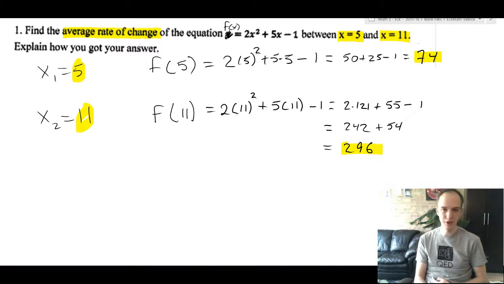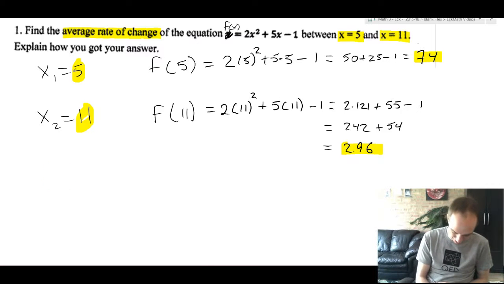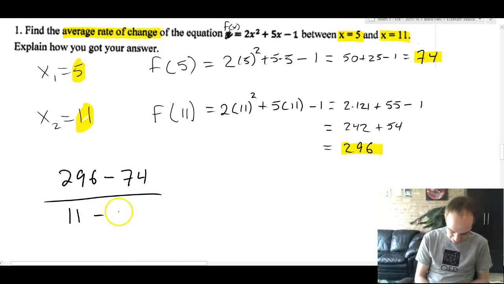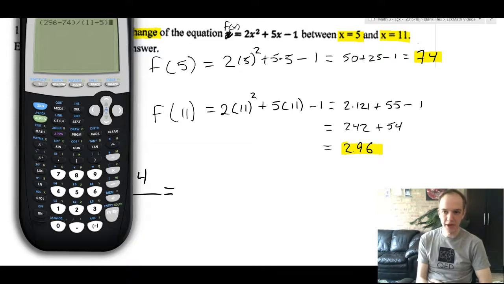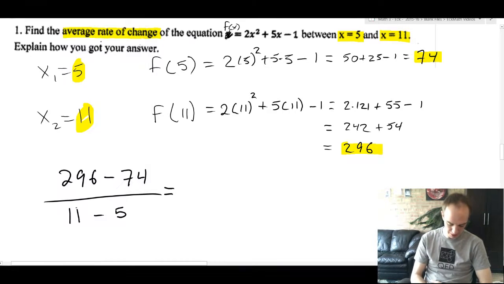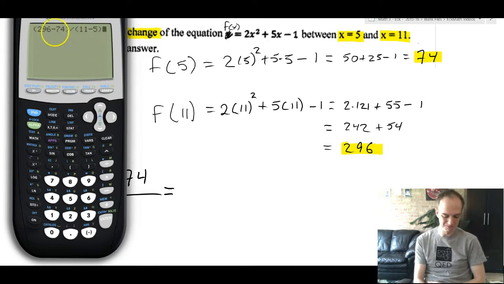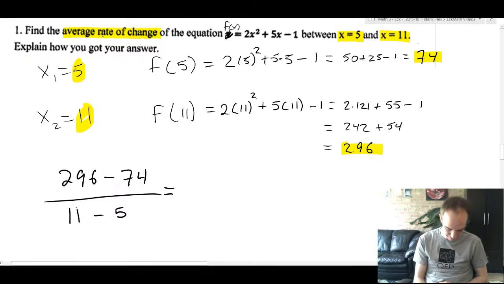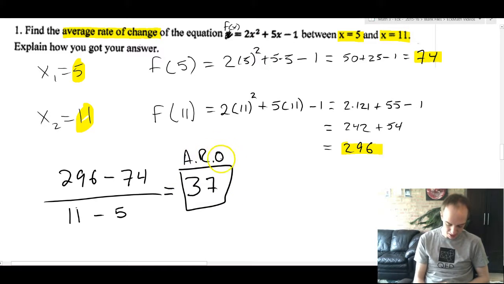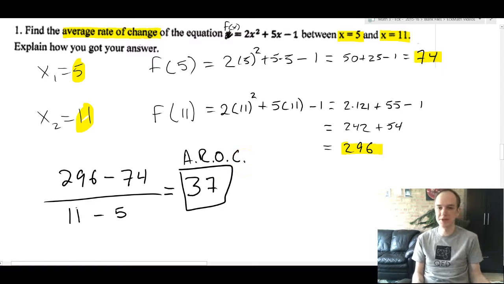It looks like the function is increasing over time, so let's just plug this into the difference quotient. 296 minus 74 over 11 minus 5. When you put this in your calculator, if you want to put the whole expression in one go, you need to put parentheses around the whole top and the whole bottom. You may not need some of these, but just put them in there to be safe. Tell the calculator what you need. And so when we plug it all in, we're going to get 37. There are no units in this problem, so this is just the answer. This is the average rate of change. So we can do this problem entirely without a graph.